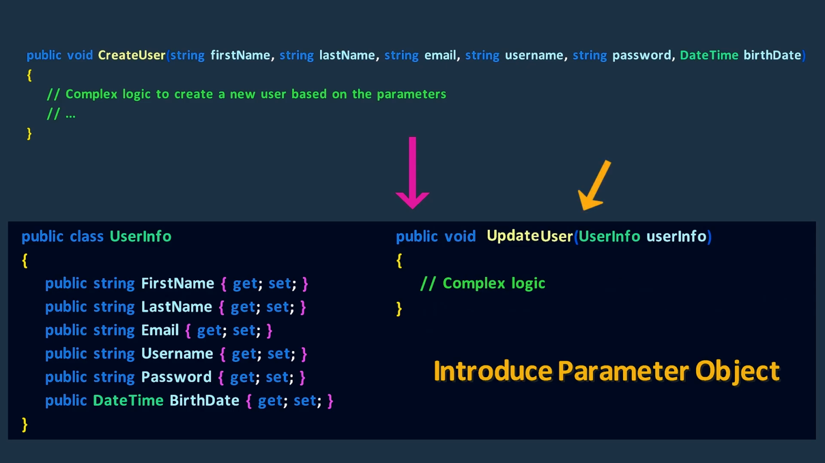For example, if we need to update a user later on, we don't have to list out all their info again. We can just pass the UserInfo to an updateUser method instead. This avoids having to repeat ourselves over and over. So in summary, grouping parameters together not only makes our code more readable, it also prevents duplicating code all around.